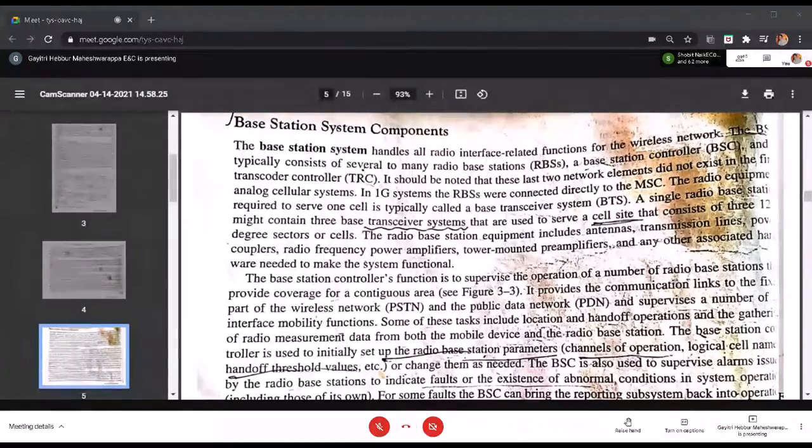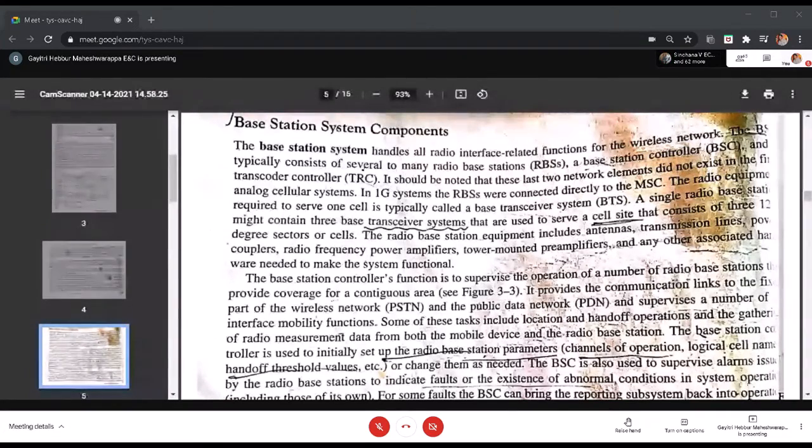It is completely a hardware unit. So there are three antennas used, each a 120-degree directional antenna, to cover the entire site, to serve a cell site. Many radio base stations are connected to a single base station controller, and it consists of antennas. Also we have transmission lines which connect from the antenna to a radio base station to a base station controller, right?